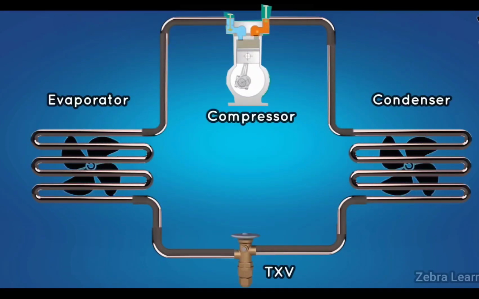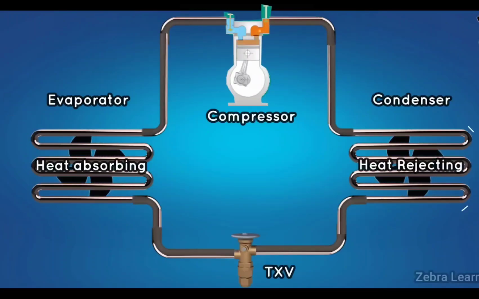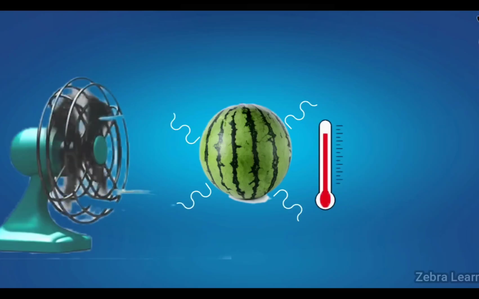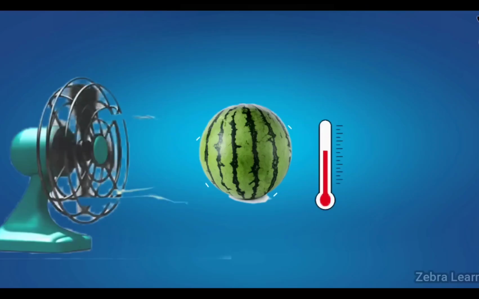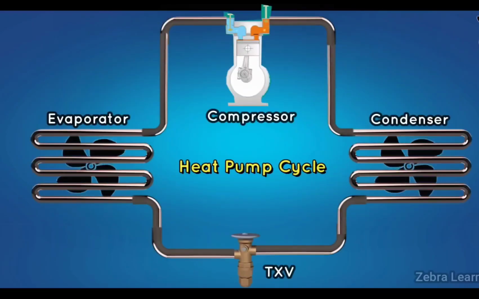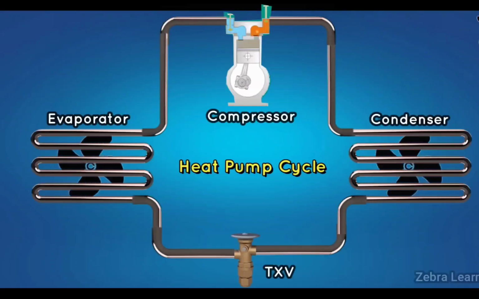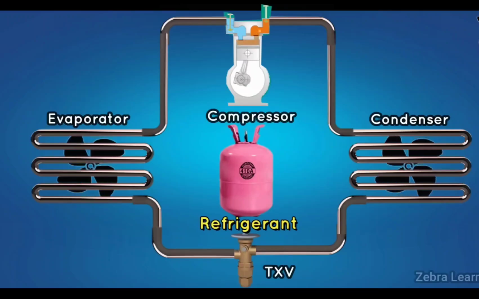The important function of this cycle is to absorb heat and reject heat. According to the law of thermodynamics, we do not cool any substance. We only remove the heat from that substance. As heat is removed, the object is cooled. This cycle is also called heat pump cycle. Through this cycle, we remove the heat in the area where we want to cool. Refrigerant is the important material we use in this cycle to remove heat.